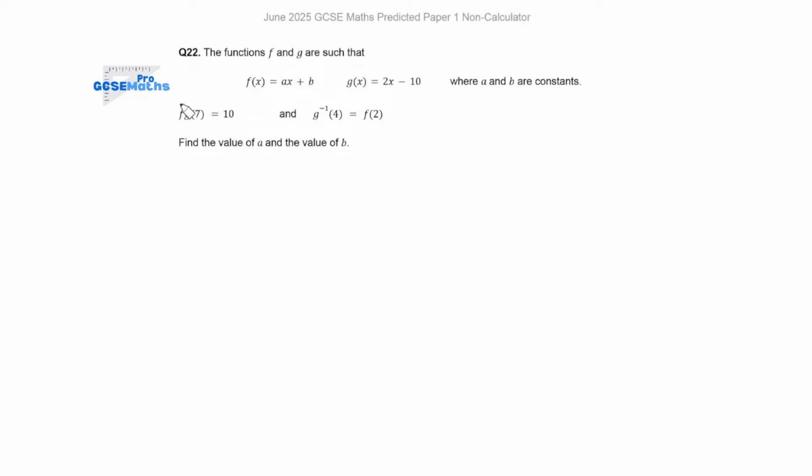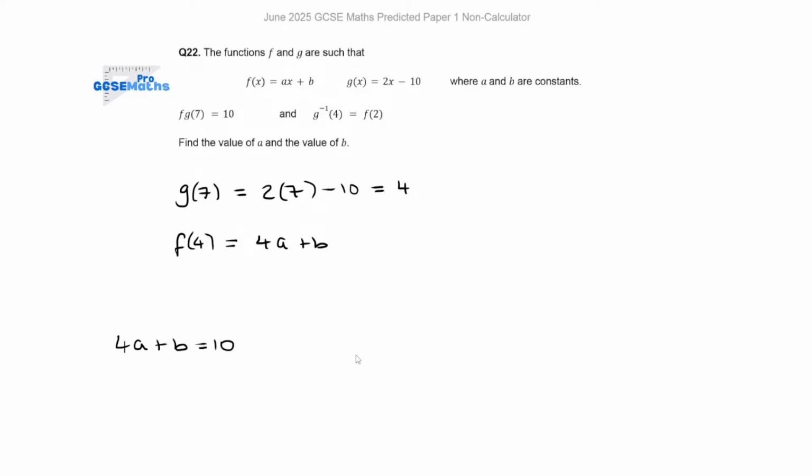So I need to basically just work these out and set them up as equations. First of all, working out this composite function, what I can do is sub in 7 to g, work that out, and then sub the answer into f. So that would be 2 times 7 minus 10, which is obviously 4. Then that would be subbed into f, wouldn't it? Now, I don't have a and b, so I could write it as 4a plus b. And then, because I know that answer equals 10, that's my first equation. I'm just going to leave that there.